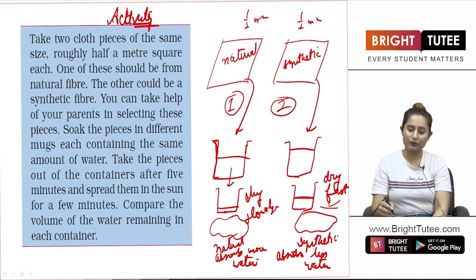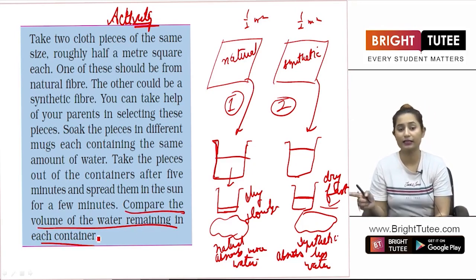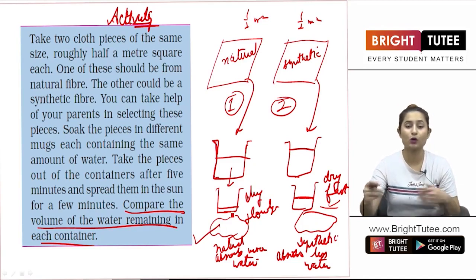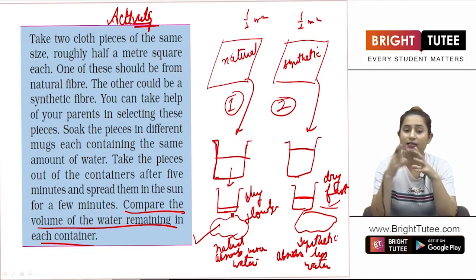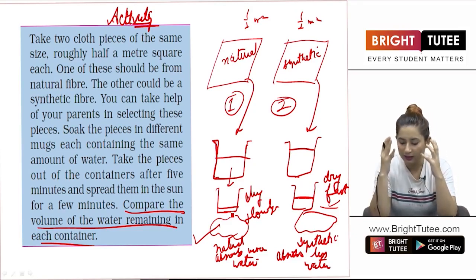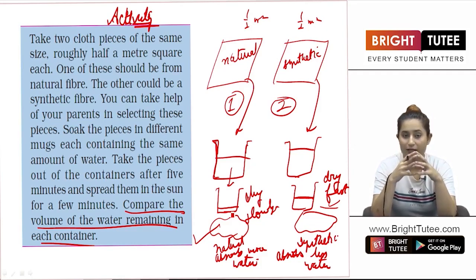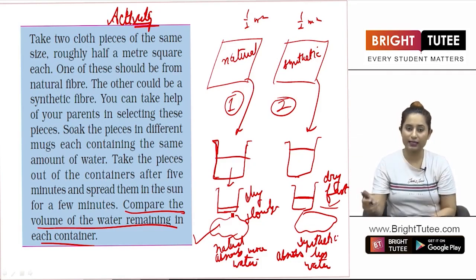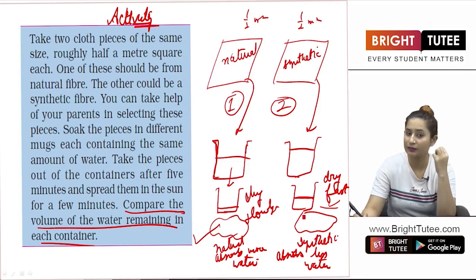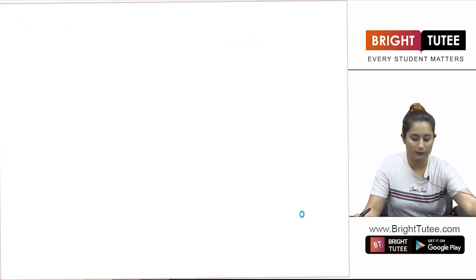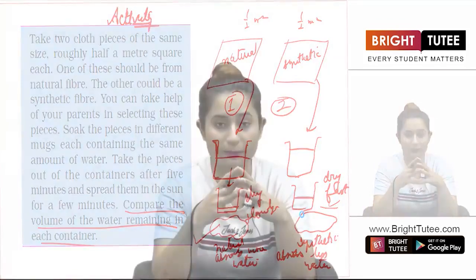So, what did we learn? When we compare the volume of the water remaining in each container, we get to know that the natural fiber absorbed much more water than the synthetic fiber, and hence it can be said that synthetic fibers absorb less water as compared to natural fiber, and also they dry up very quickly. This is because synthetic fibers do not have spaces between the fibers present in the cloth. The fabric does not have spaces in the fibers. Hence, we can say that the water is much less absorbed in synthetic fiber and they can be dried easily as well. So, students, this was all about the characteristics of synthetic fibers, their advantages.